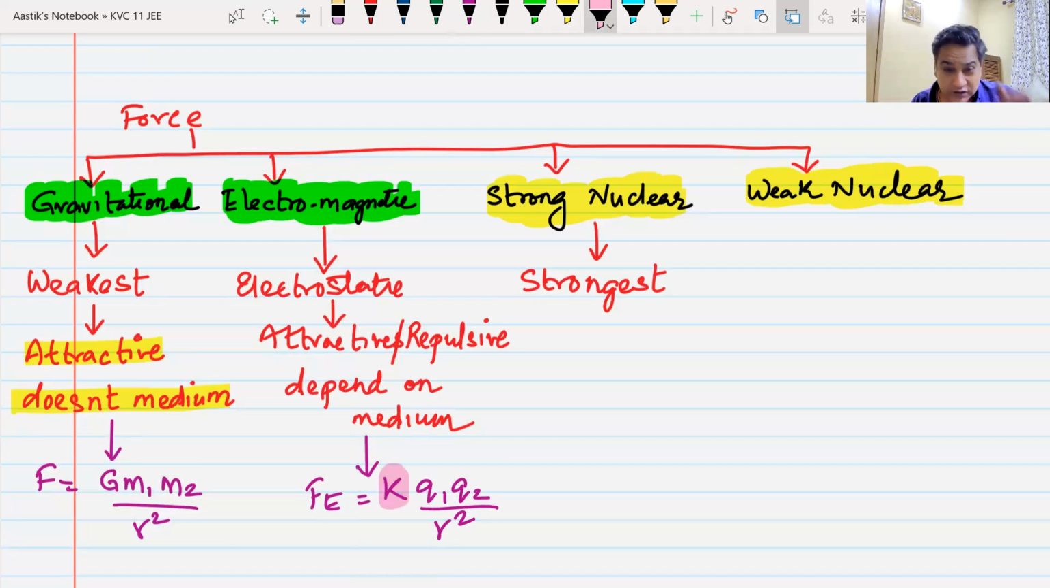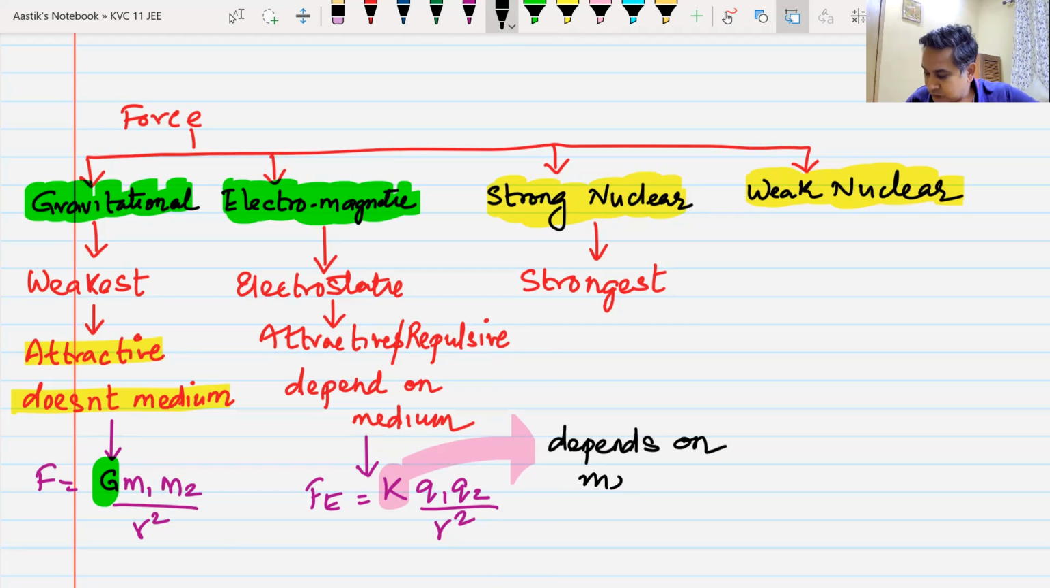This constant K is not a universal constant. This one is a universal constant, the universal gravitation constant. But that pink one is not a universal constant. Why is it not a universal constant? It depends on the medium between the two bodies.